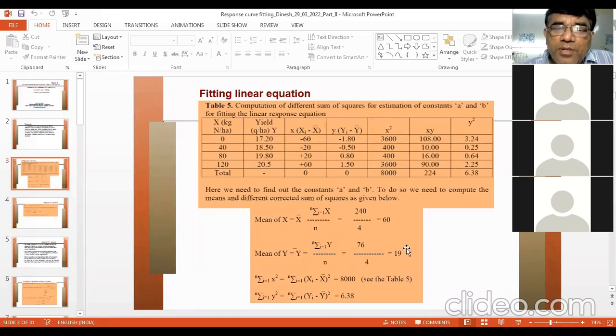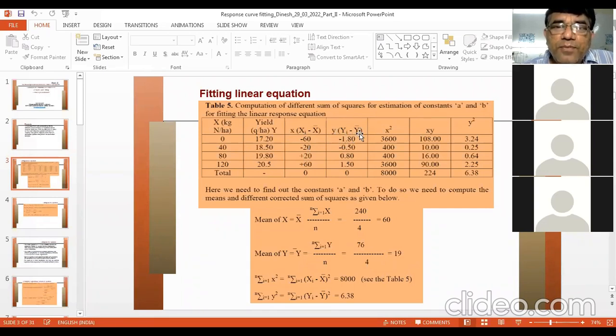Similarly, you can work out the mean of Y, which is 19. That is the yield. Then you have a small x, which is the deviation against the mean for the independent variable, X. So 0 minus 60, 40 minus 60, and so you get the values of small x. Similarly, the value of deviation against the mean of Y.